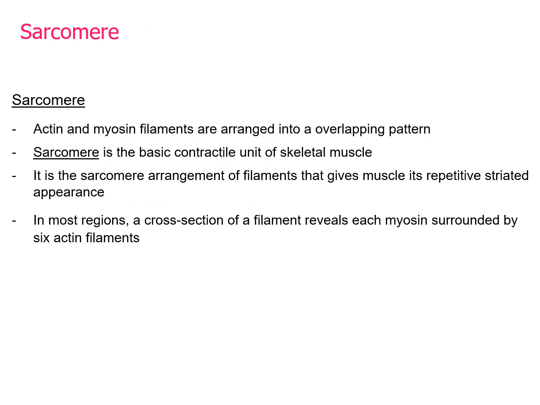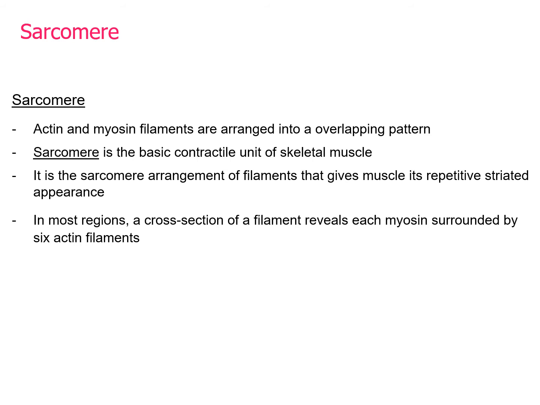Now, we talked before about the sarcomere. The sarcomere is the smallest functional unit at the molecular level within the muscle. It's the area on a myofibril between two Z lines. And this is where you have actin and myosin filaments arranged in an overlapping pattern, partially overlapping, and then when they contract, they overlap even more. So the sarcomere is the basic contractile unit within the muscle.